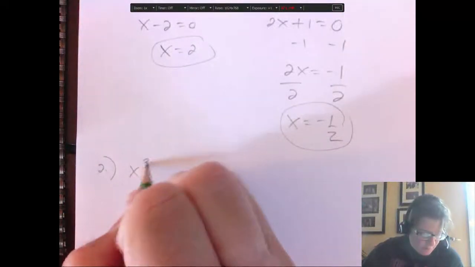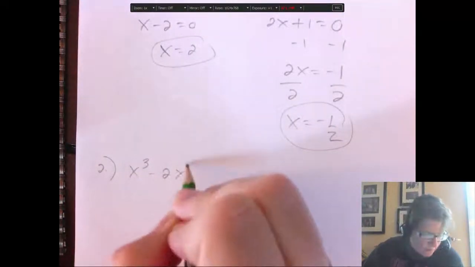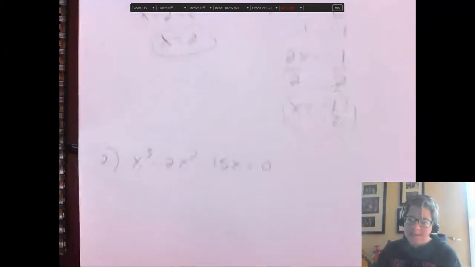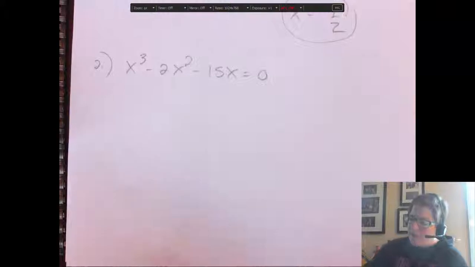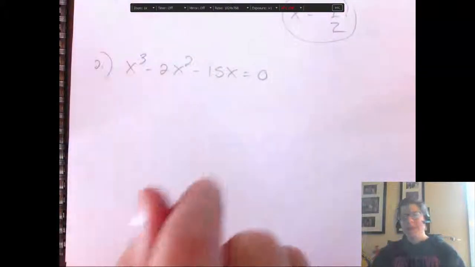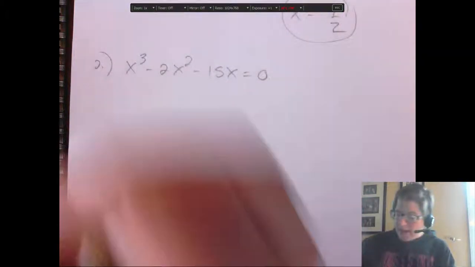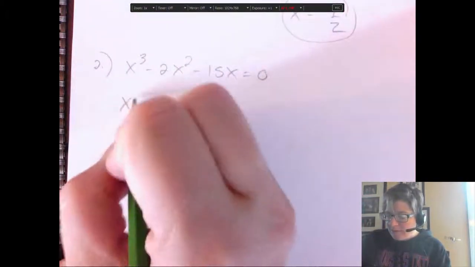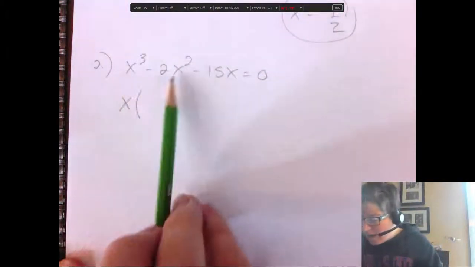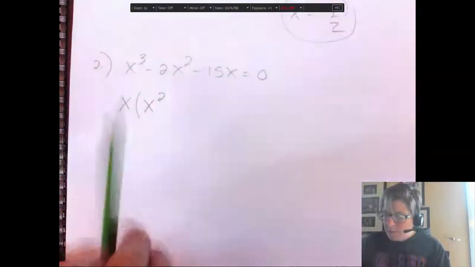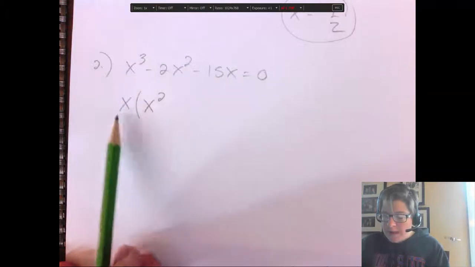x to the third minus 2x squared minus 15x equals 0. So this one is a little bit harder here, but we have x on each term, and so that means we could pull an x out of those terms. So I'm going to go ahead and do that. So I'll take the x out and write it in front, and I'll subtract 1 off each exponent so that the first one becomes x squared. So there were 3. I took away 1 and wrote it in front.